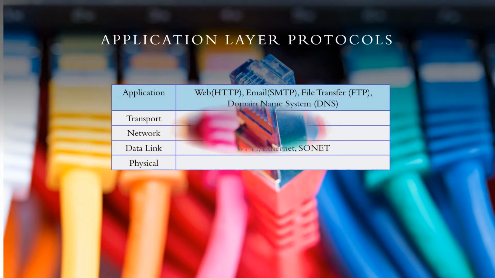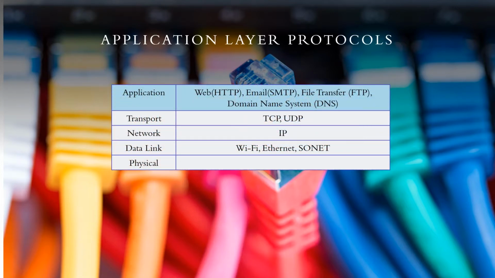There are several applications in the application layer of the TCP/IP protocol model, such as web, email, file transfer, and DNS. Each of the applications needs a protocol. For example, the web uses HTTP, email works with SMTP, domain name system uses DNS, and file transfer works with FTP protocol.